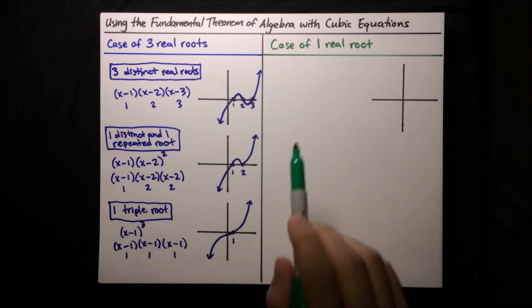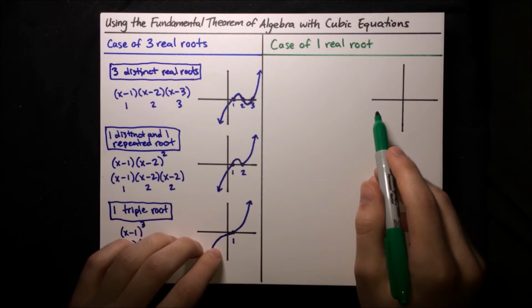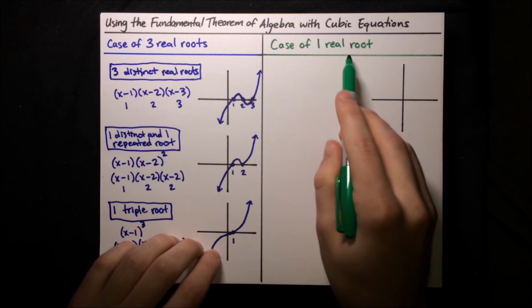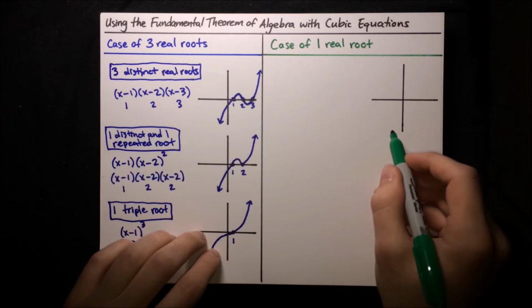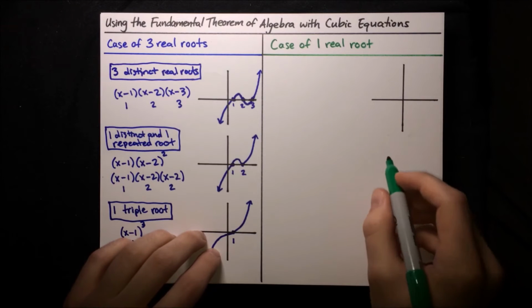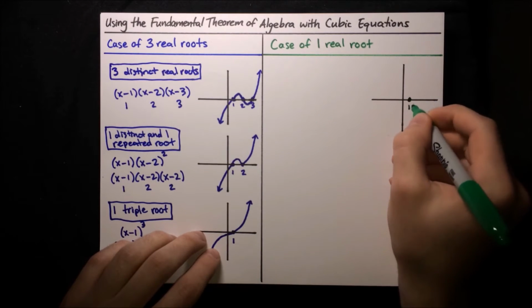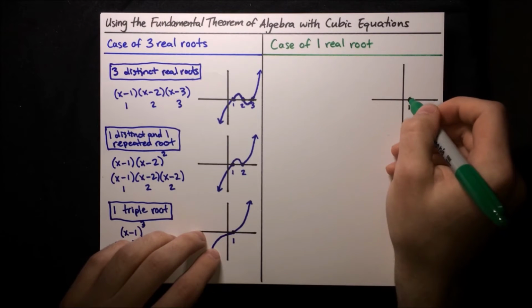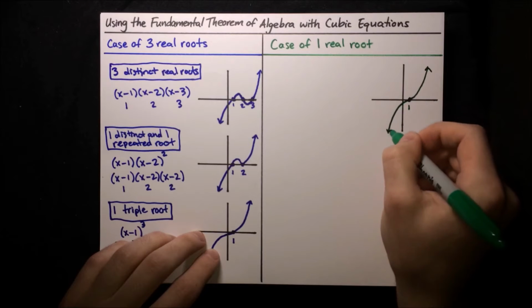Alright, now let's think about the case of one real root, and let's start out by thinking about this graphically. If there is just one real root, there's only one possibility for the graph of the function. The function is going to go right through that real root. So why don't we say that there's a real root at 1, and then the function is just going to go right through that, like this and that.